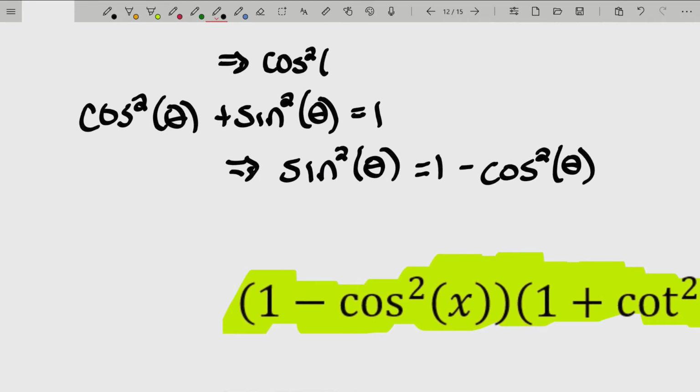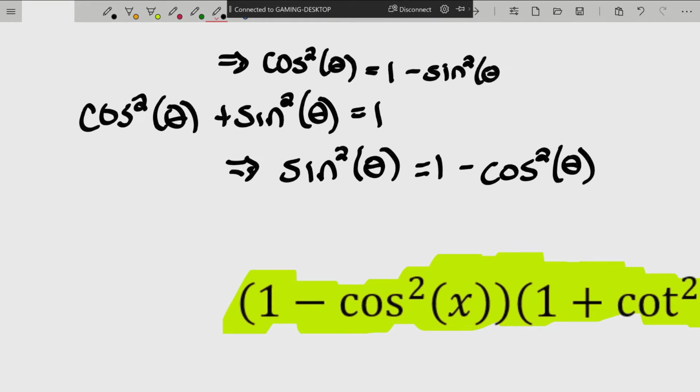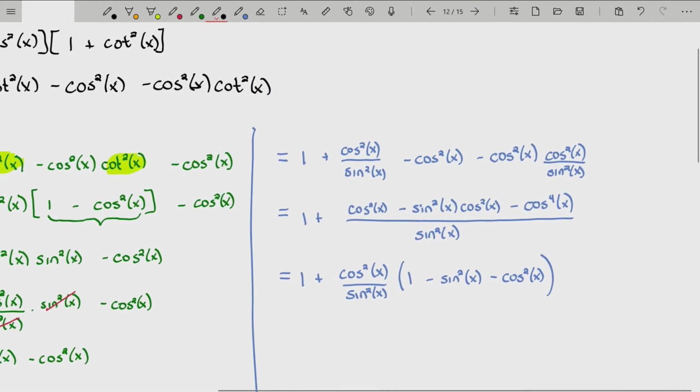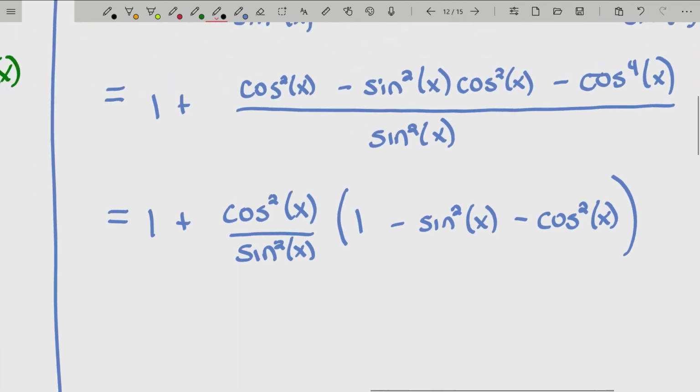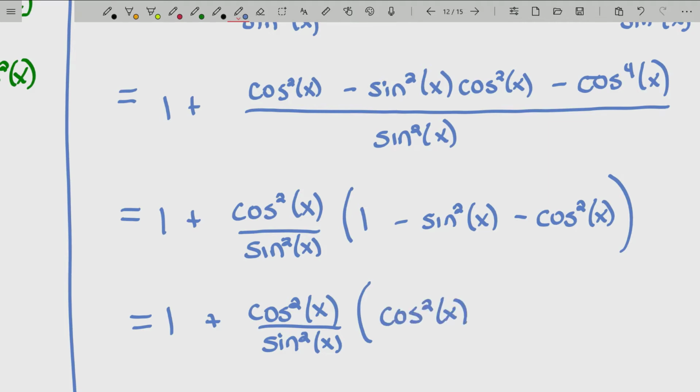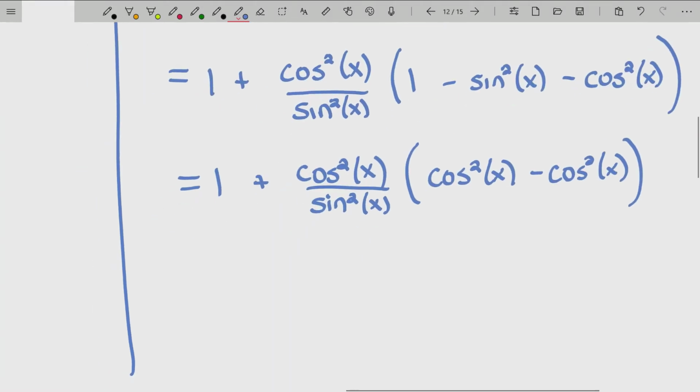Cosine squared is the same thing as 1 minus sine squared. So if I trade out that 1 minus sine squared right here for a cosine squared, we have what we need. This is 1 plus cosine squared of x over sine squared of x times a sine squared, cosine squared, sorry about that. Cosine squared of x minus cosine squared of x, which is 0. And so therefore, this is going to be 1.